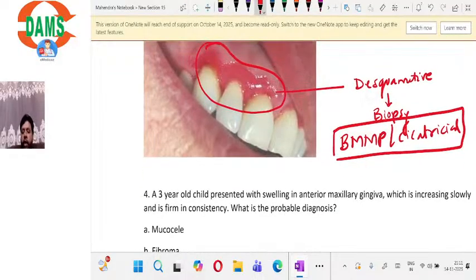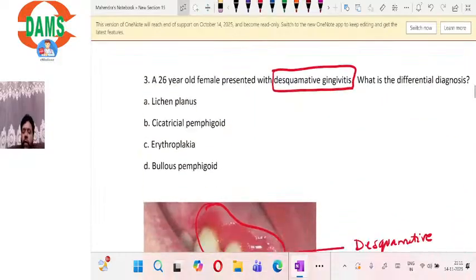Cicatricial pemphigoid or benign mucous membrane pemphigoid is the most common cause of desquamative gingivitis. Okay, so there are other causes like erosive lichen planus. Sometimes pemphigus vulgaris can cause it. So looking at the options here, the lichen planus is there, cicatricial pemphigoid is there, erythroplakia is there, bullous pemphigoid.